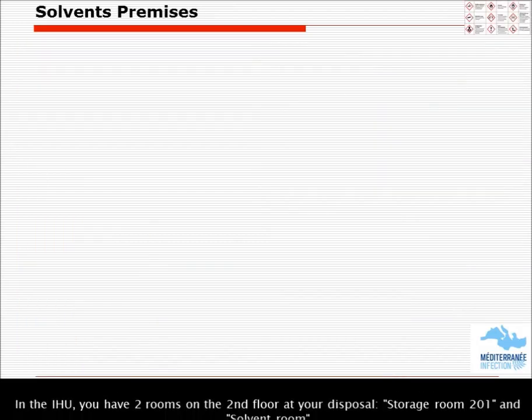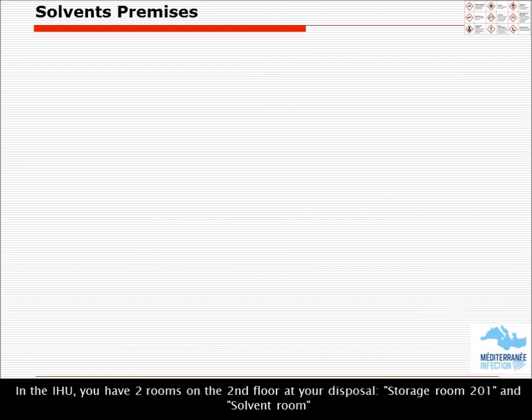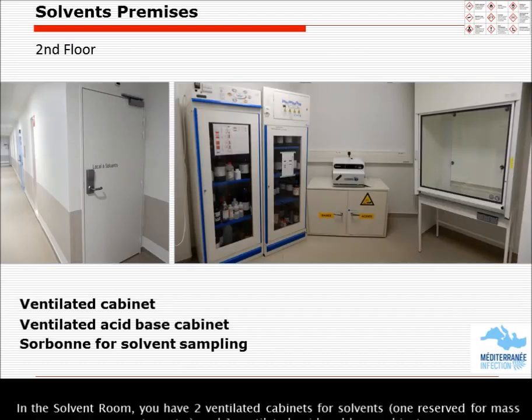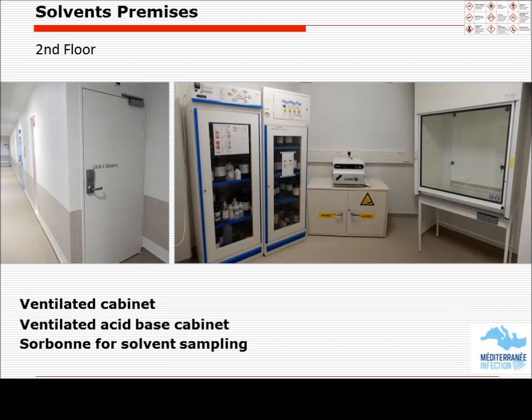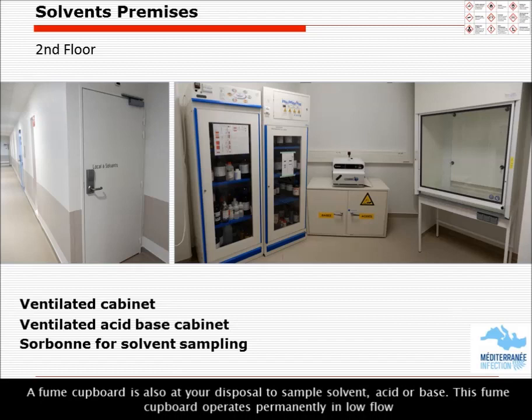In the Institut Hospitalo Universitaire, you have two rooms on the second floor at your disposal, Reserve 201 and Local Solvents. In the solvent room, you have two ventilated cabinets for solvents, one reserved for mass spectrometry, and one ventilated acid and base cabinet. A fume cupboard is also at your disposal to sample solvent, acid or base. This fume cupboard operates permanently in low flow.